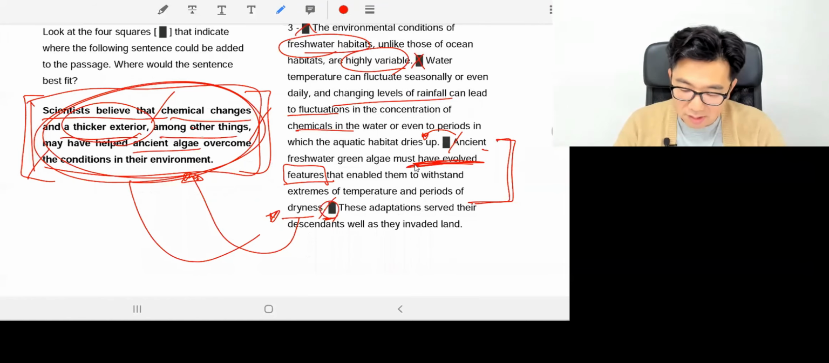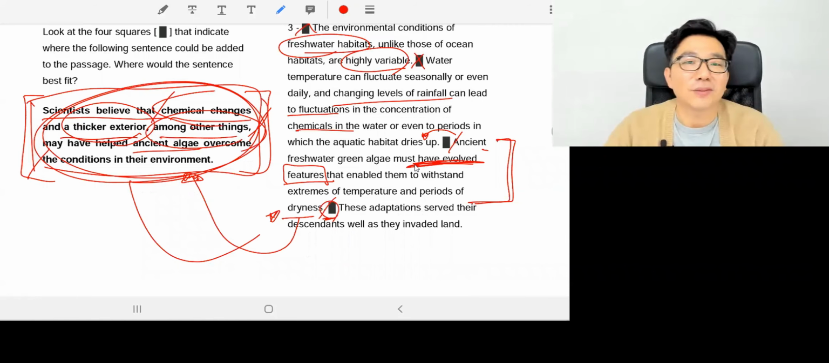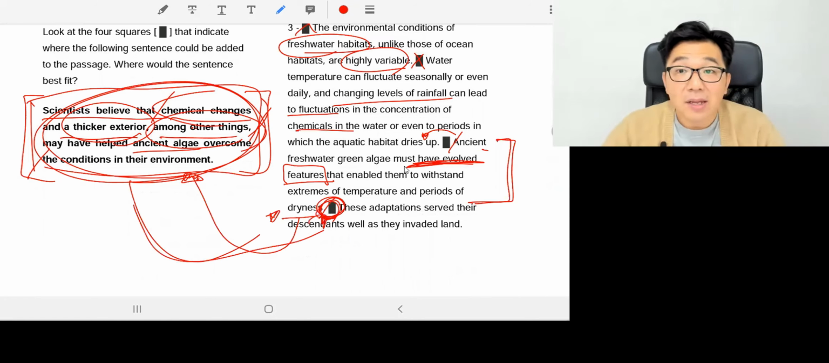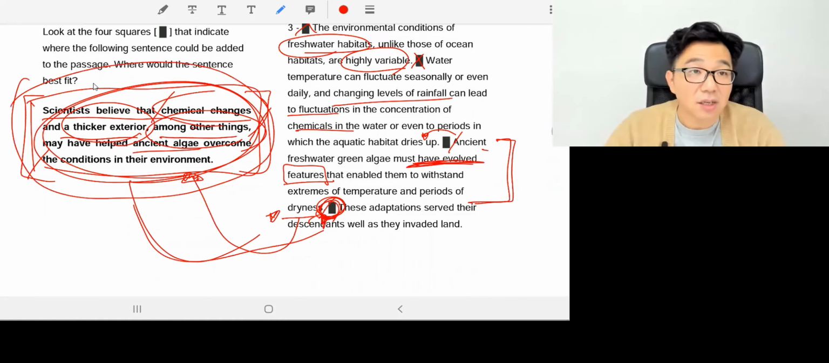Thicker exterior and chemical changes. Bang! So it should be in the fourth square, right? Because this sentence talks about green algae must have evolved features, and this sentence doesn't tell us what features. And this sentence here tells us what features they evolved, right? What features they have successfully obtained, right? So it should go right in here, right after this sentence.